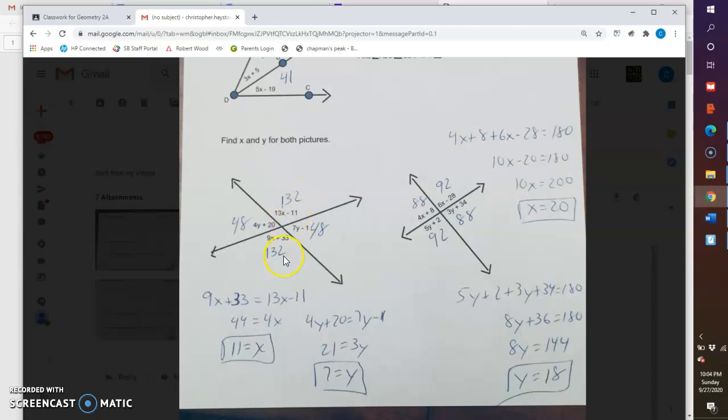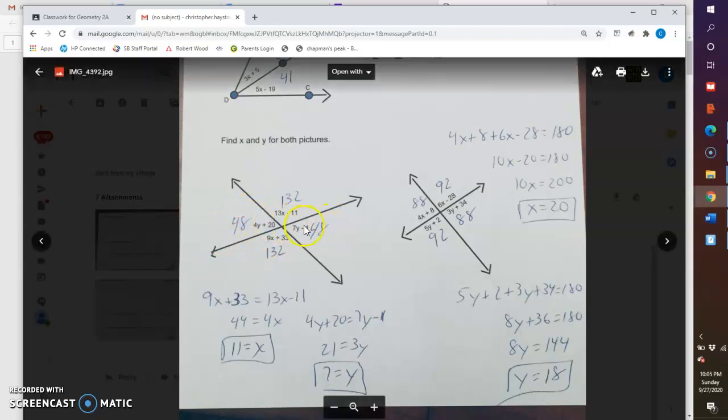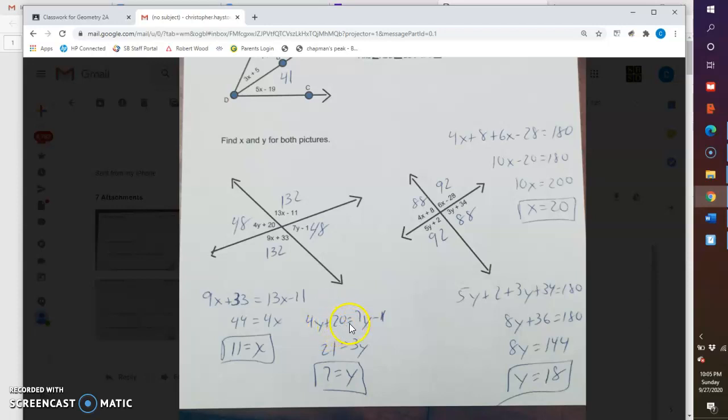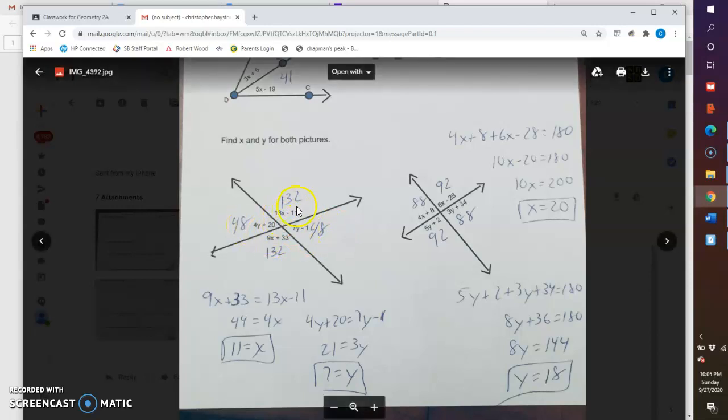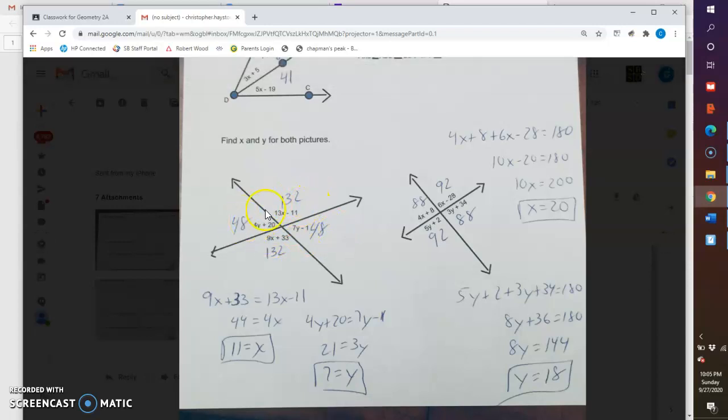If I plug that in, I'm going to get 132 for both these angles, which I should, because those angles should be equal. Here, these vertical angles should also be equal, so we set them equal. 4y plus 20 equals 7y minus 1, and algebraically, I get y equals 7, and I should get 48 in both these spots. Notice the linear pairs also have to add up to 180. Vertical angles are equal, but linear pairs always have to add up to 180. The math always has to work out.